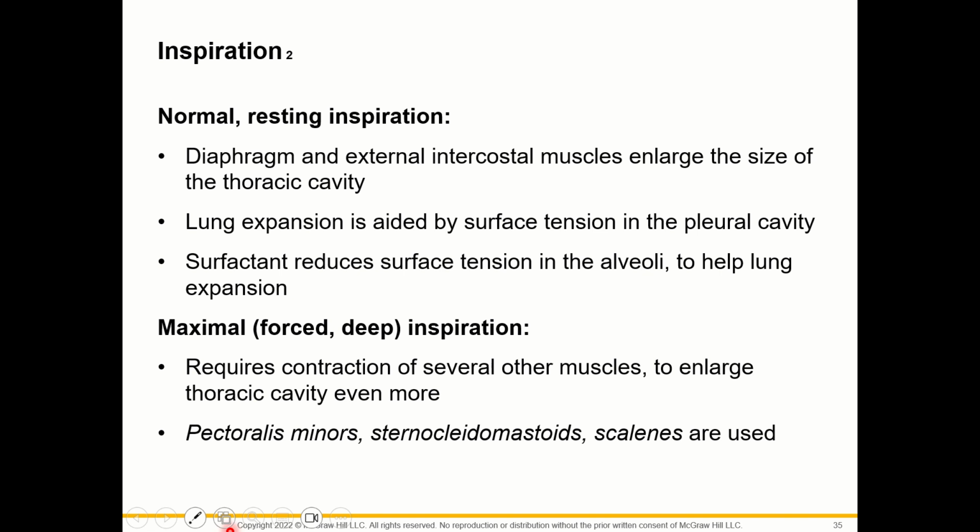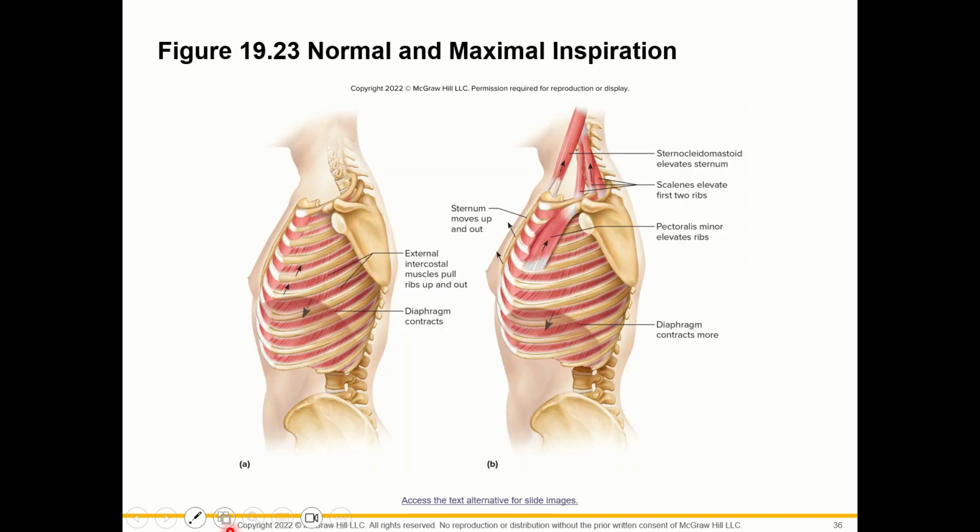And so, with that, if there wasn't a surfactant, like a soap in there, to break the surface tension, it would cause your alveoli to collapse in on itself. Okay, anyway. So, maximal or forced deep inspiration requires the contraction of several other muscles to enlarge the thoracic cavity even more. And so you're using your pectoralis minors, your sternocleidomastoids, and your scalenes.